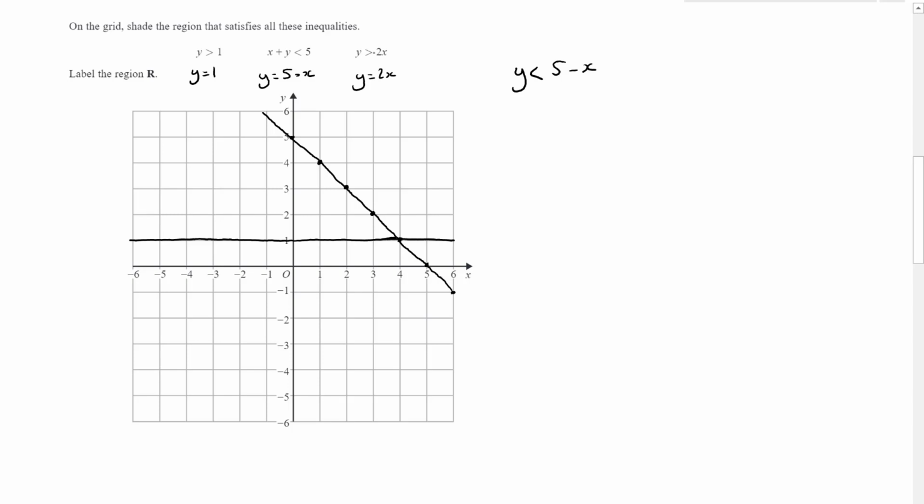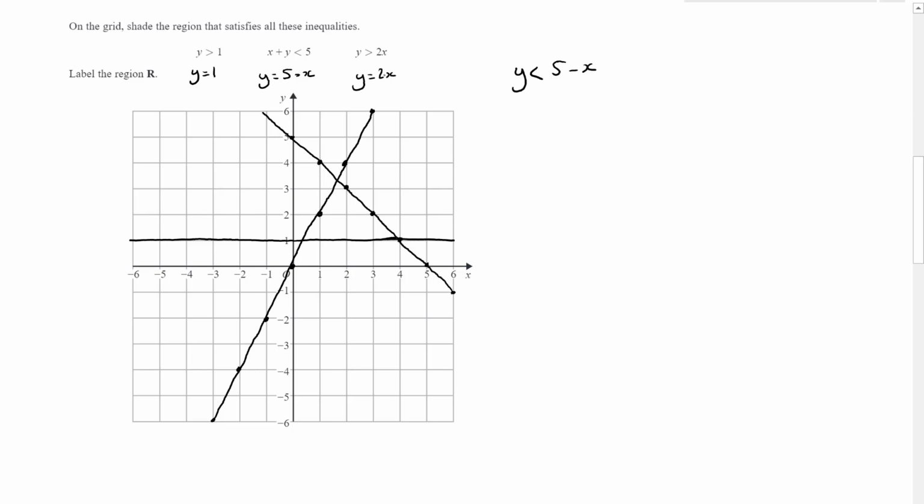Okay, and lastly we're going to plot y is equal to 2x. So it's got a plus 0 on the end that we can't see, so the intercept is 0. When x equals 1, y equals 2; 2, 4; 3, 6; minus 1, minus 2; minus 2, minus 4; minus 3, minus 6. And then we draw a straight line through all of that.